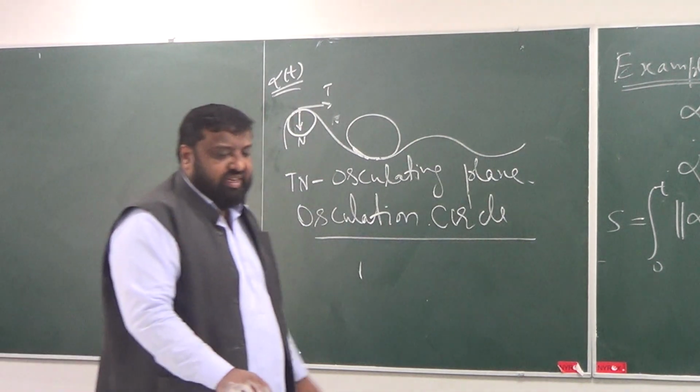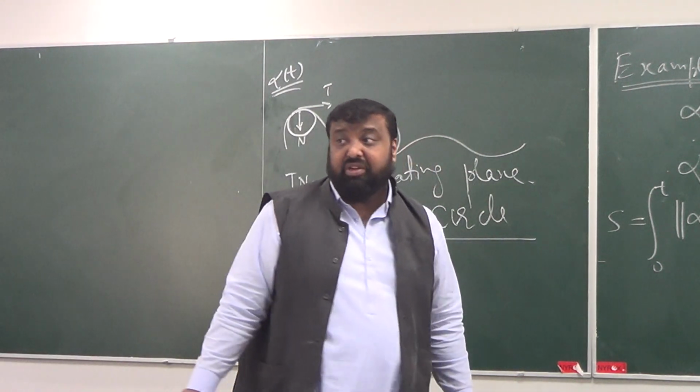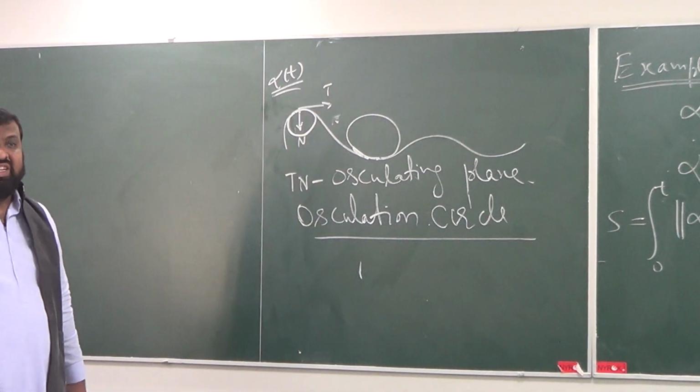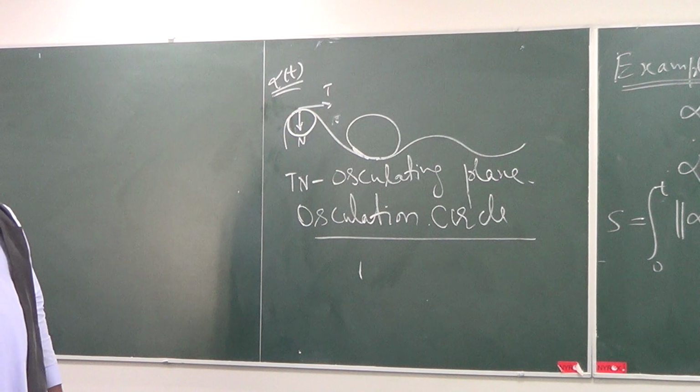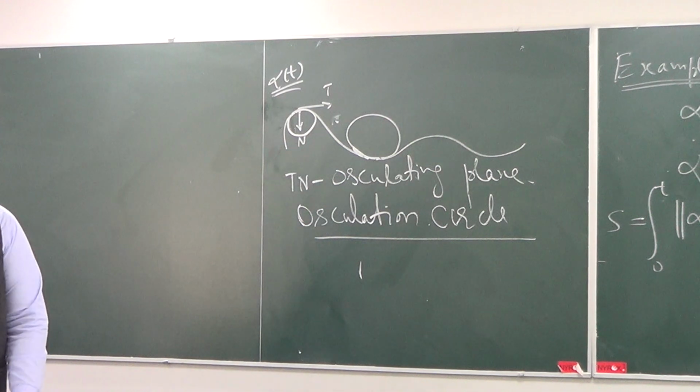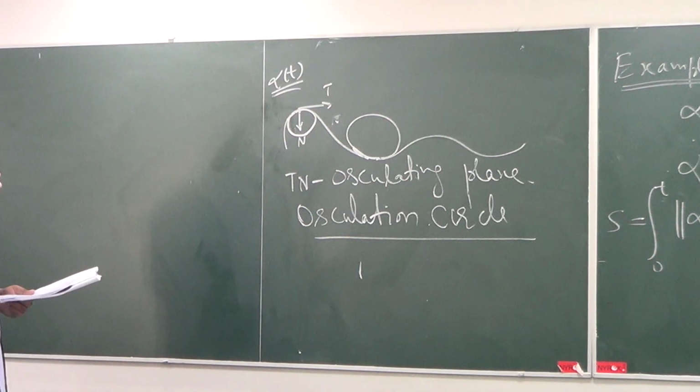I'm not getting into how to find the osculating circle. If you are interested, you can find it in Barrett O'Neill, how to take a point and how to find the equation of the osculating circle. There are certain formulas that you can use to compute it. Okay?